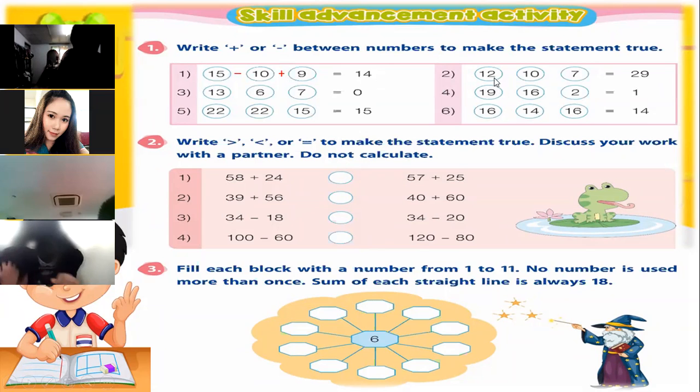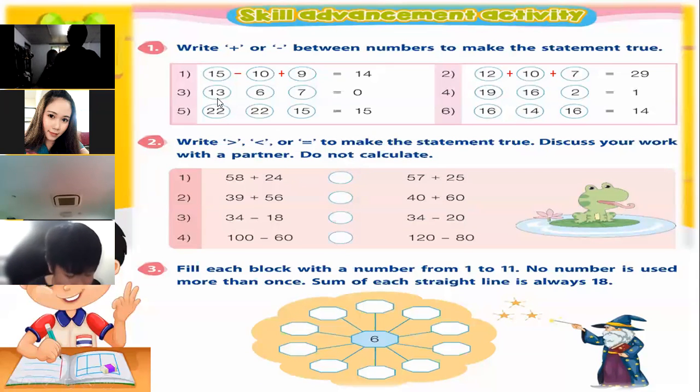Now number 2, we have the numbers 12, 10, and 7, equal to 29. So 12 plus or minus? Plus, right. 12 plus 10 is 22, plus 7 is equal to 29. Very good.